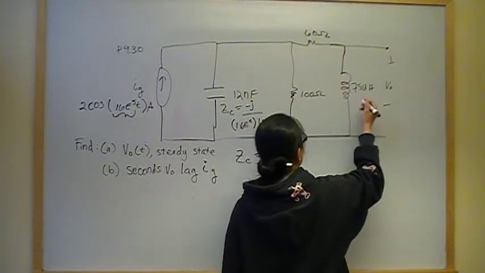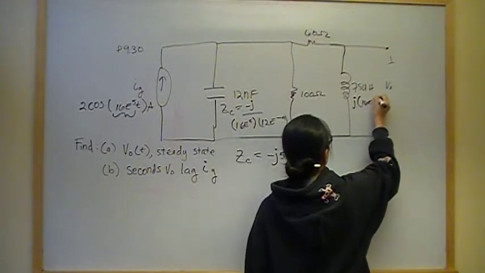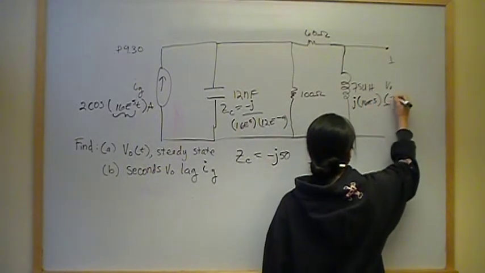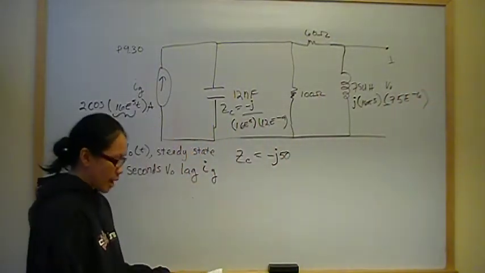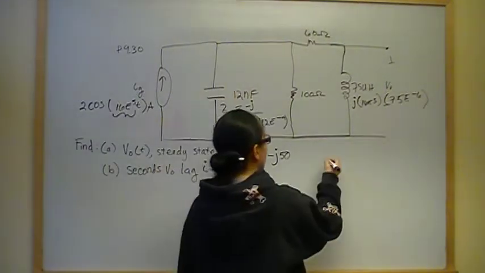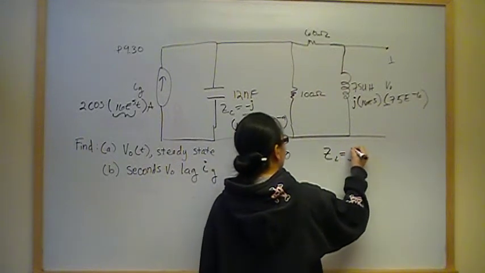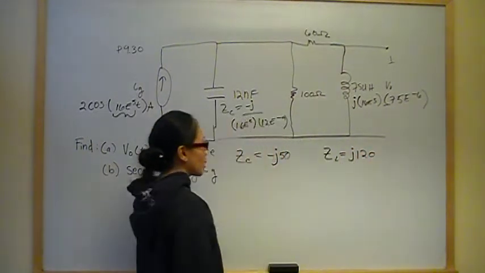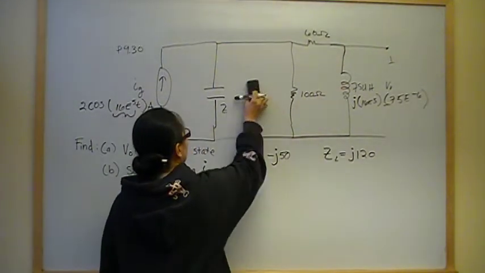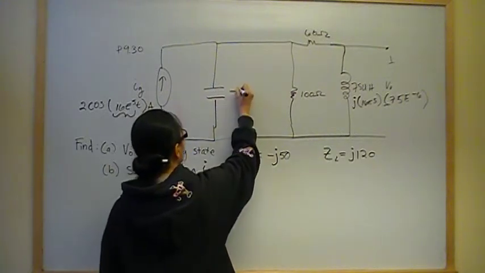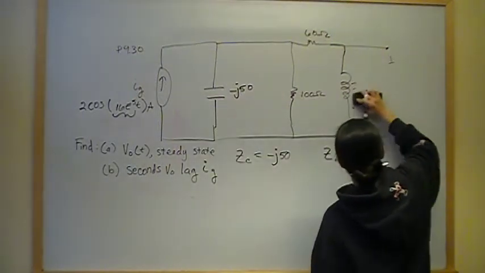And then over here, the impedance of the inductor is J omega L, which is 16E5 times 75E minus 6, and put that into your TI-89, and you'll get J120. So the impedance of the inductor is positive J120. So now we can replace this with its equivalent impedance. This is minus J50, and this here is J120.